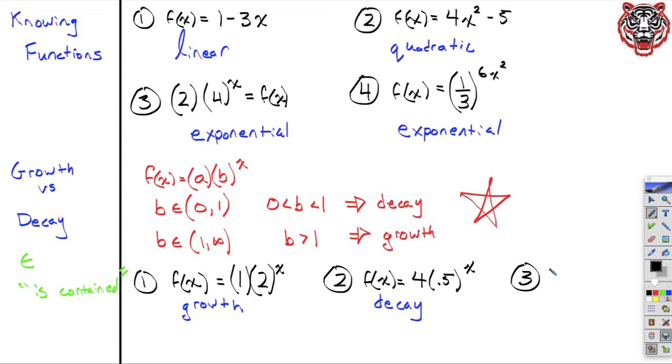Number 3. f of x is equal to 1/2 times 2/3 to the power of x. Quiet raised hands. Jack. It's decay. Why? Because that's in between 0 and 1. What is in between 0 and 1? b. And which one is the b?